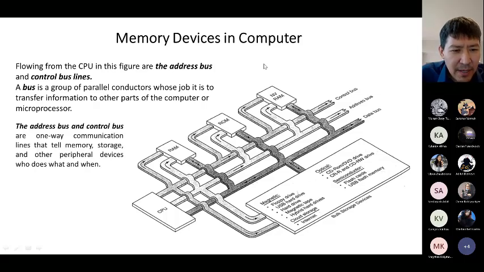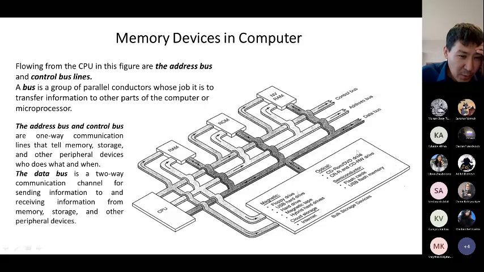So actually the address bus and control bus, pay attention, are one-way communication lines that tell memory, storage, and other peripheral devices who does what and when. So actually this is one-way transportation of information. But also here you can see the data bus, and you can see the arrow here, right? It can go to the CPU and also from the processor.